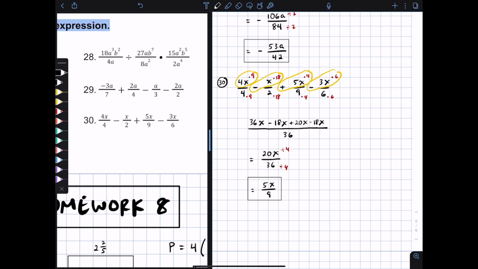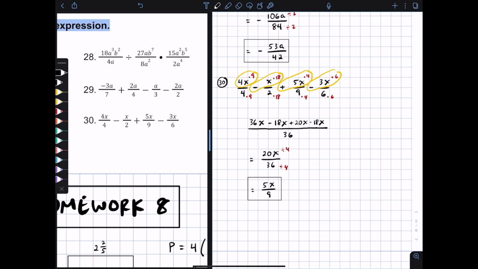And there you have it. I believe this is the most simplified expression you can have for number 30. Again, if I told you what x was, if x was 7, just say, you could plug in 7 to the original expression and solve it, or you could just plug in 7 once into this expression, and I guarantee you will get the same thing if we did this correctly.